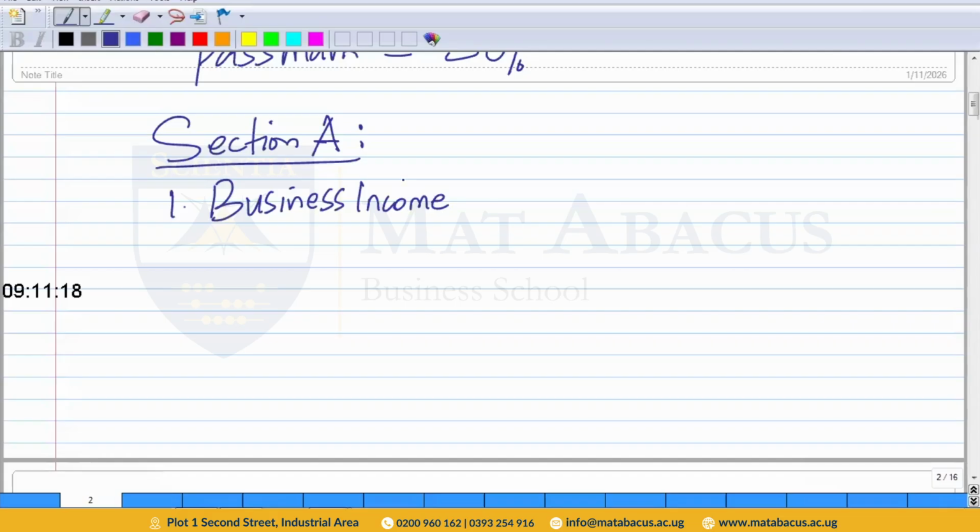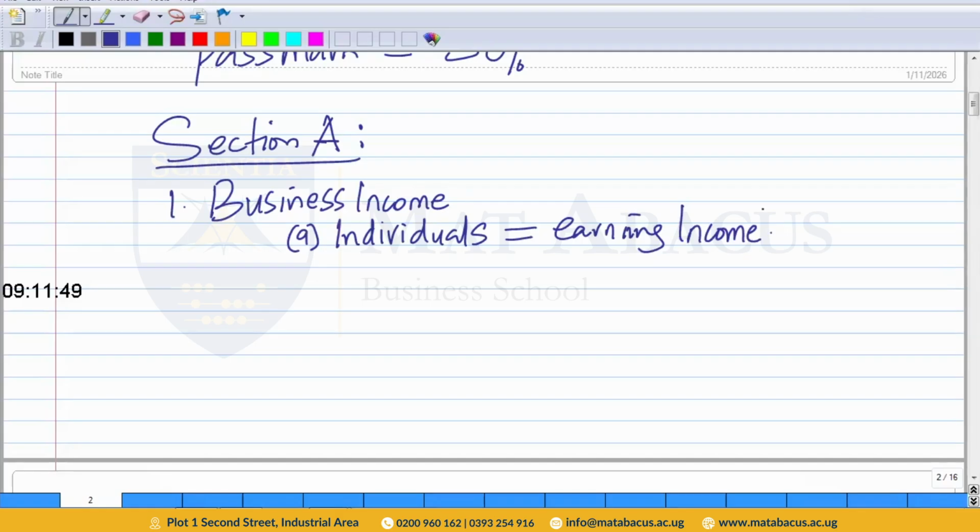Now, business income is of different categories. A, we have taxation of business income of individuals. Individuals is me and you, making income. If we are earning income, then the law requires us to pay taxes.